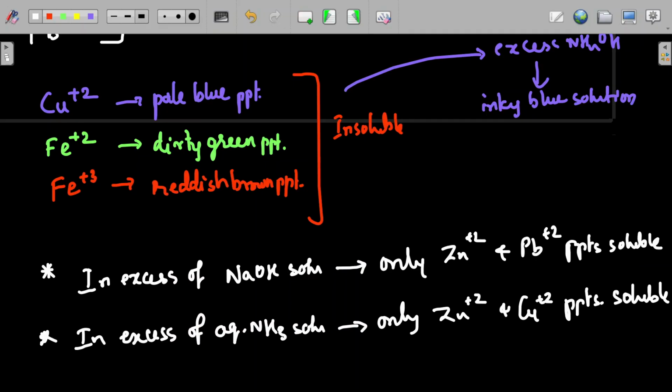Okay, so if they ask you what is the observation when you add excess of NaOH to some FeSO4 solution, so what you will write? Initially it forms dirty green precipitate which remains insoluble in excess of NaOH solution. Then your observation is complete, otherwise it is incomplete.